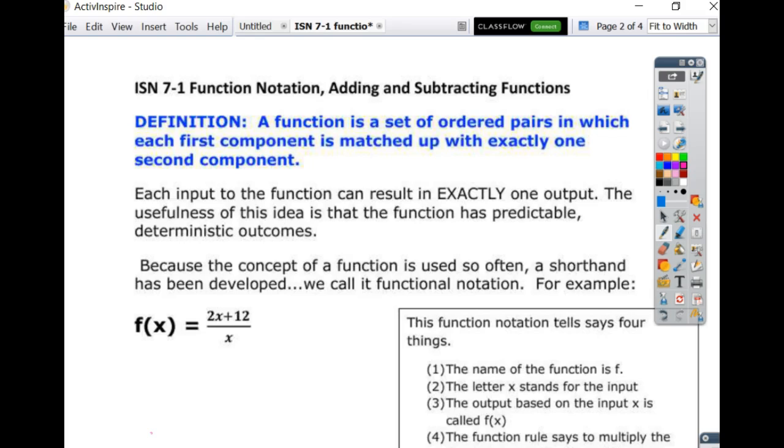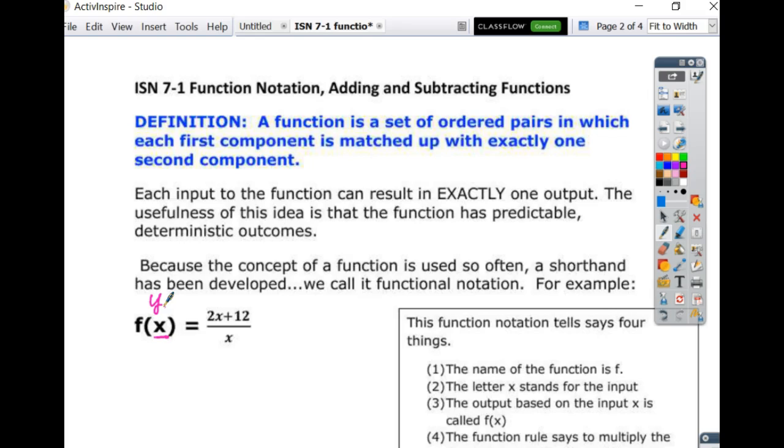Okay, function notation. In function notation, the letter in front of the x, the f, labels the function. With a function, you have an input and an output. The input is this variable right there, and the output is the answer. So f of x is kind of like the y. The x is what you're putting in, and the y is what you get out.